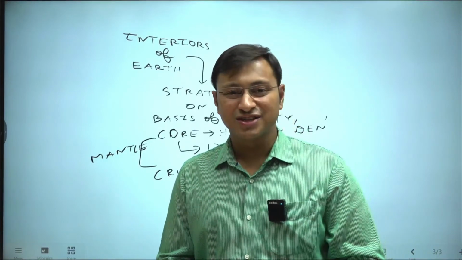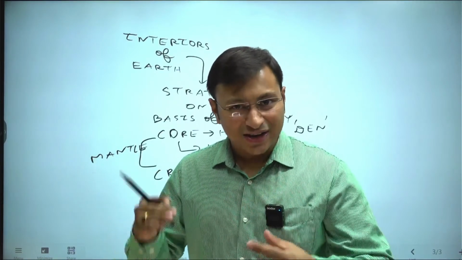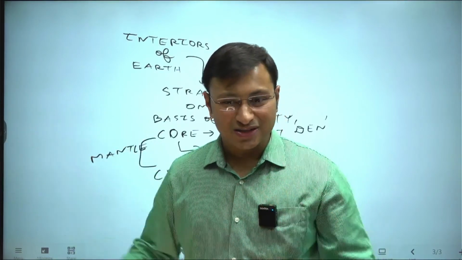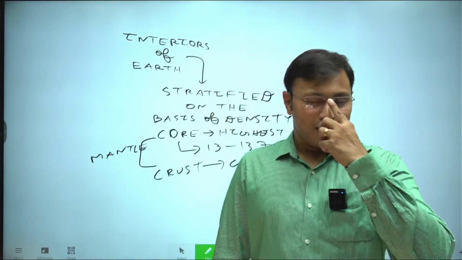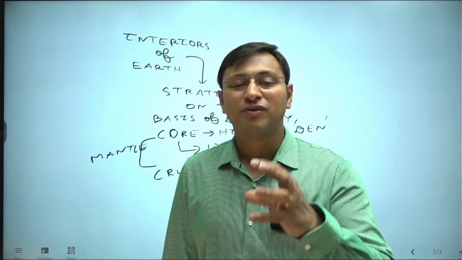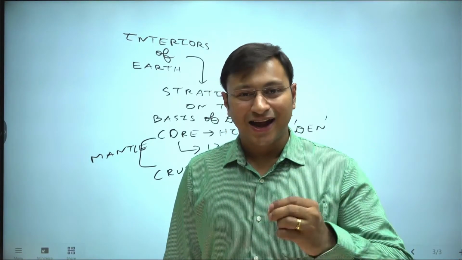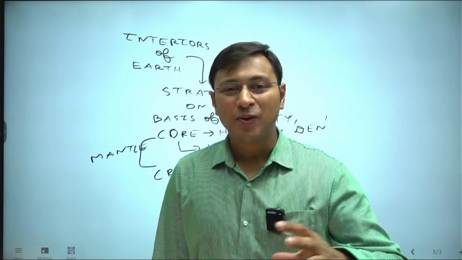So there is a question: why can't we have planets like Earth outside the solar system? Why can't we have a planet like Earth in other parts of the universe? The answer is that you need preferred conditions for the formation of a planet like Earth, and that condition is called the Goldilocks zone. What do you mean by Goldilocks zone?